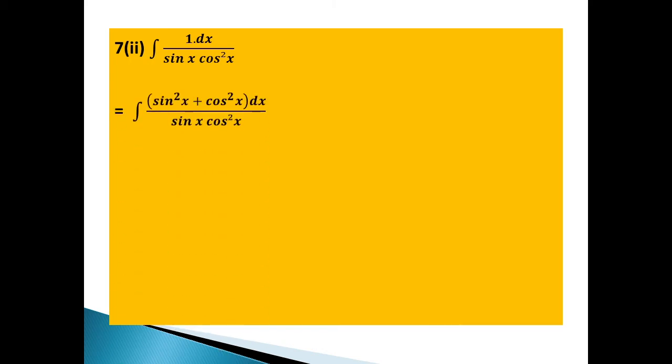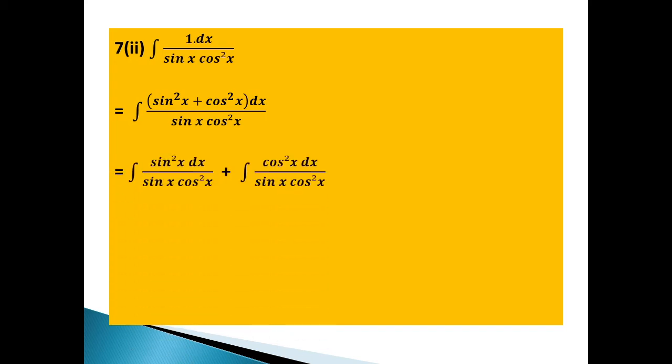The third question which I am taking up is integration of dx by sin x cos square x. Now in the denominator it is sin x cos square x. So therefore for this I am going to replace my 1 in the numerator by the identity sin square theta plus cos square theta. So therefore I have written sin square x plus cos square x whole upon sin x cos square x dx. Now again, like I have said, only the numerator can be split up.